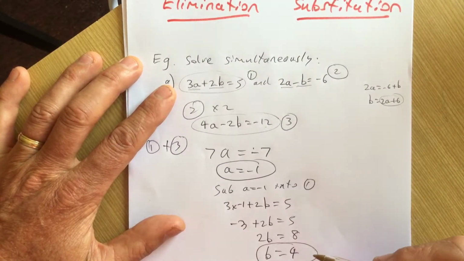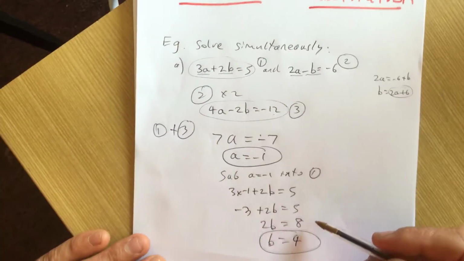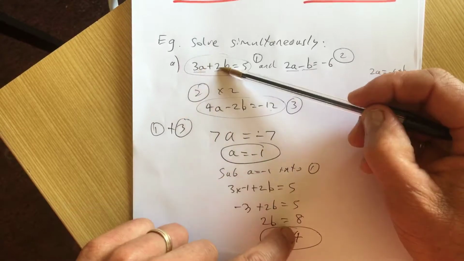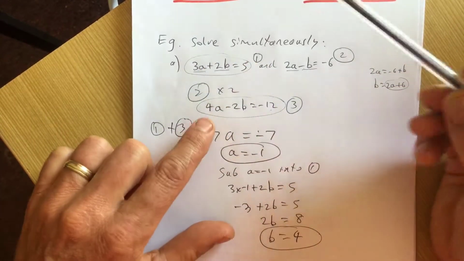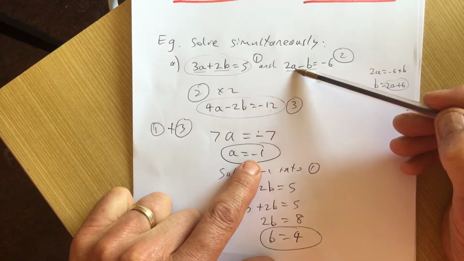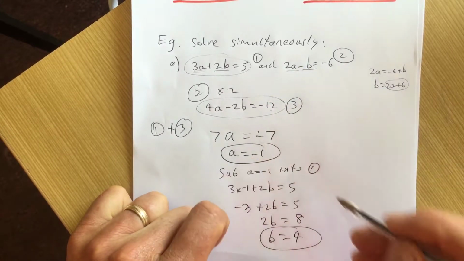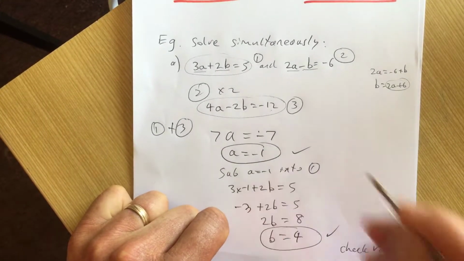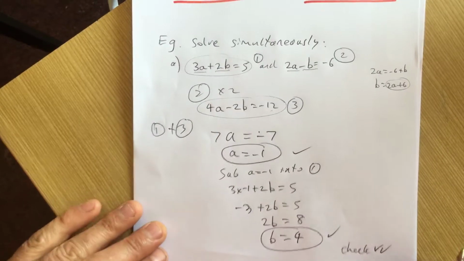Looks nice. Got an A and a B. Just check it quickly. Going back up here, 3 times minus 1, that's minus 3, plus 8 is 5. Good. Check this one. It's only the two original ones you check. Minus 2, because that's 2 times minus 1. Minus 4 is minus 6, so we know we're right. So that's the solution. A equals minus 1, B equals 4.